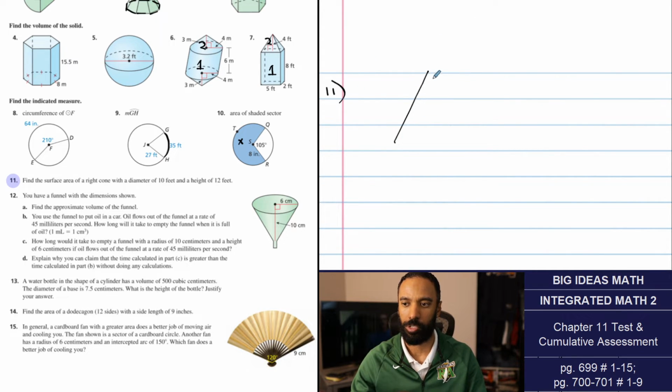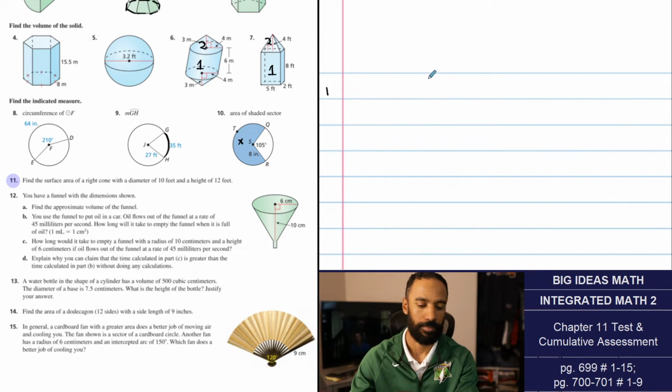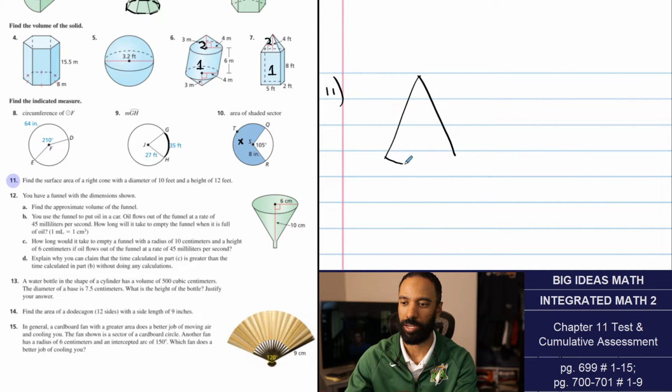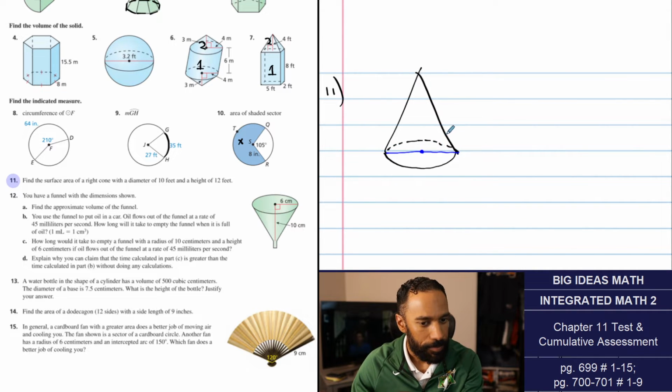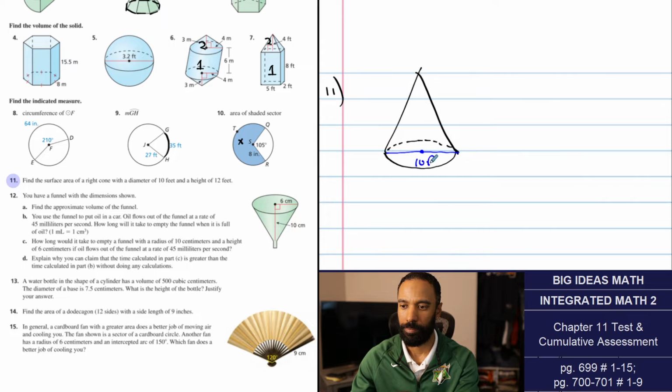A right cone is basically an upright cone. We got the party hat appearance here. And the base, which looks a bit circular-esque. It is a circle. And we know its diameter. What is it? 10 feet. And we know its height. That's the perpendicular one to the apex, 12 feet.